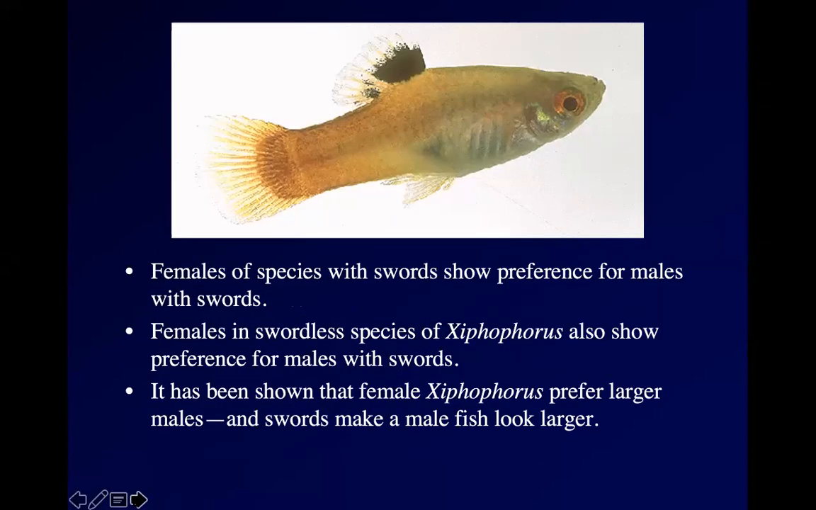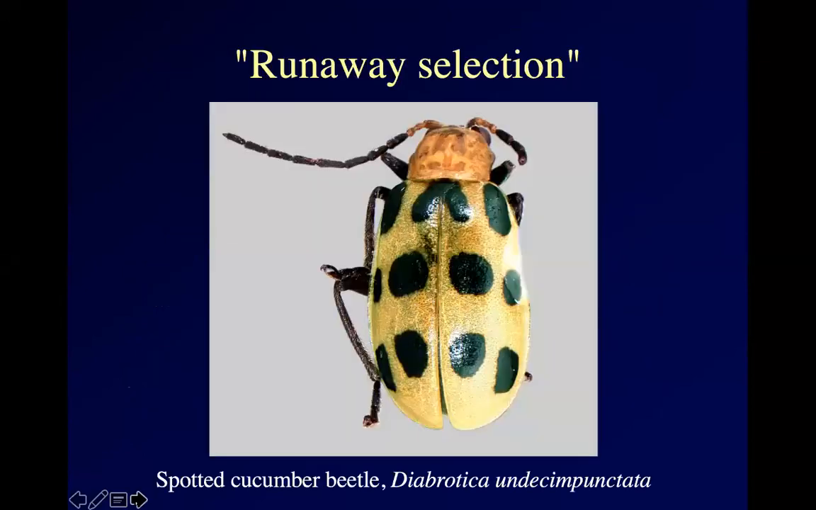So in that case, the females seem to have inherited a pre-existing sensory bias. Why they would like large males, I'm not sure, but maybe it's because large males are healthier males. Maybe large males are likely to father healthier offspring or something like that. I don't really know. But in some species of Xiphophorus, the males have evidently evolved a way to look larger without actually being larger.